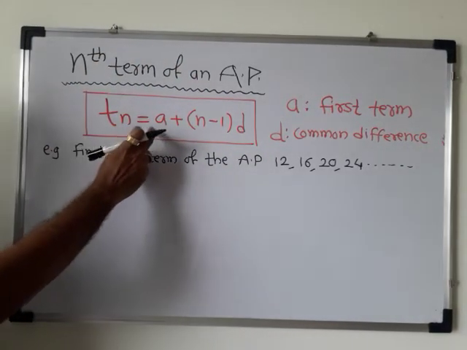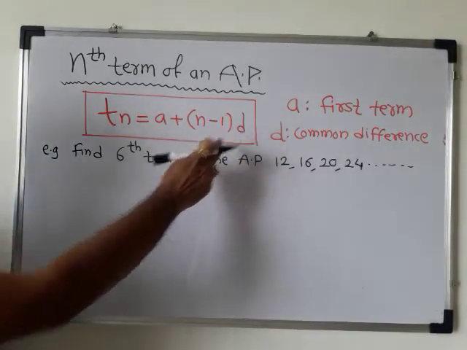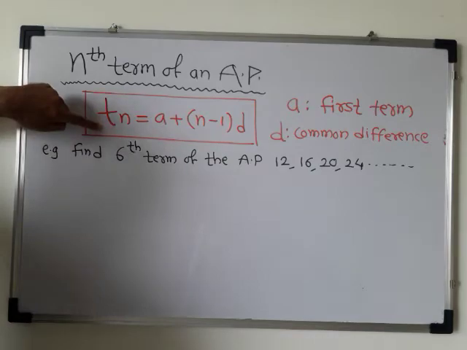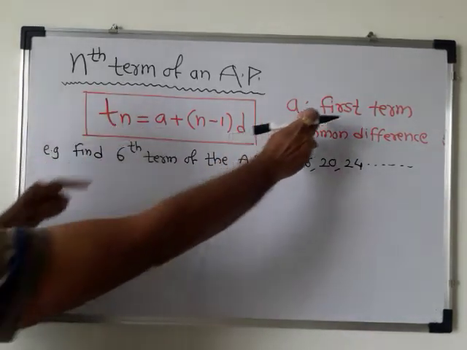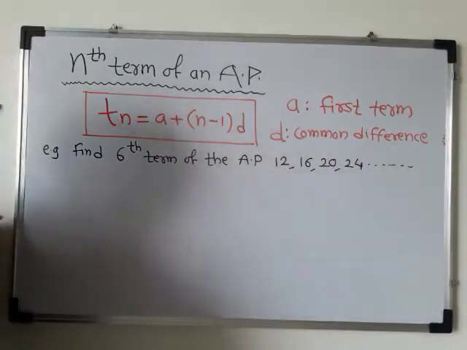Tn is equal to a plus n minus 1 into d, where Tn means nth term, a means first term and d means common difference.